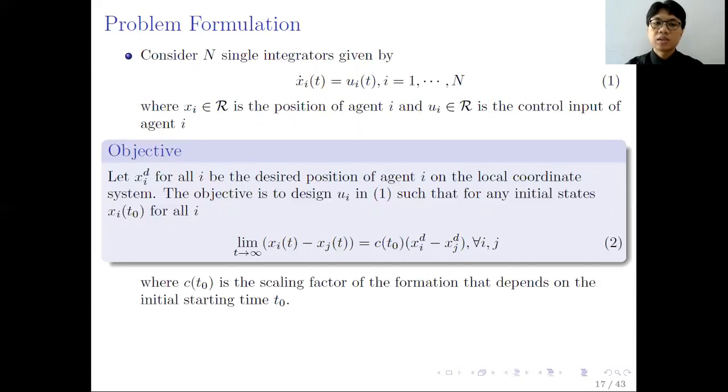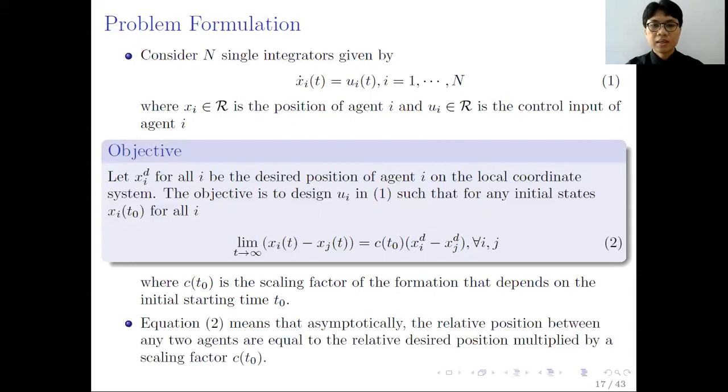Ct0 in equation 2 is the scaling factor of the formation that depends on the initial starting time t0. Equation 2 means that asymptotically, the relative position between any two agents are equal to the relative desired position multiplied by a scaling factor Ct0.